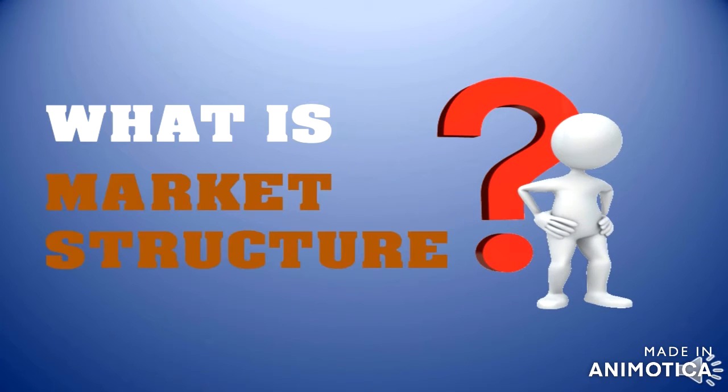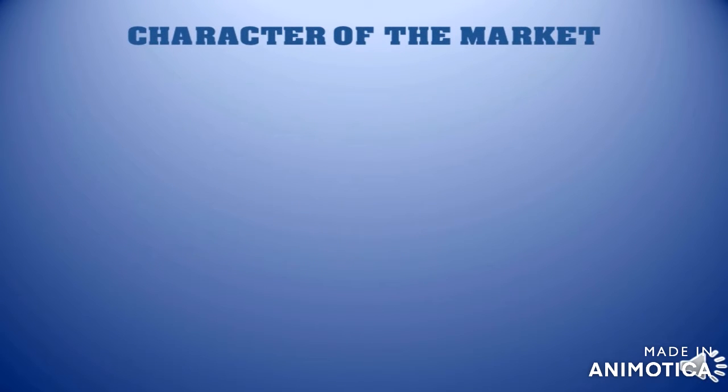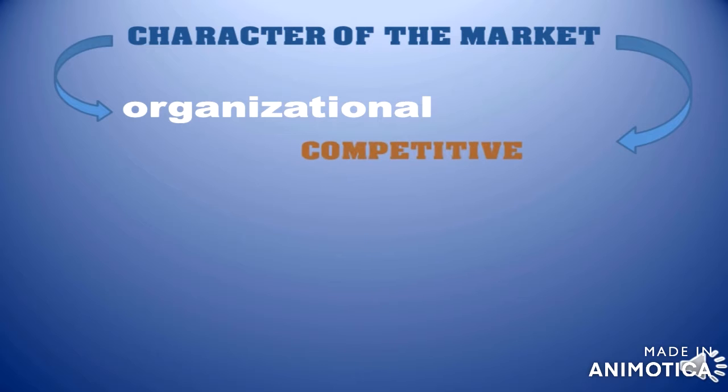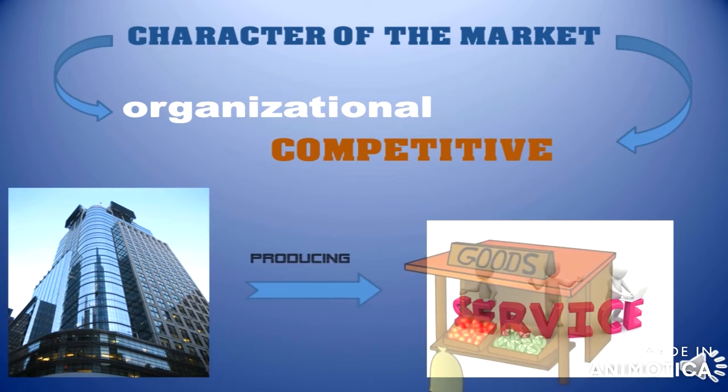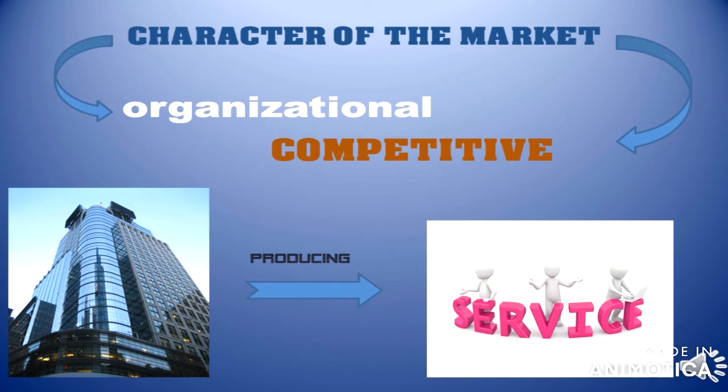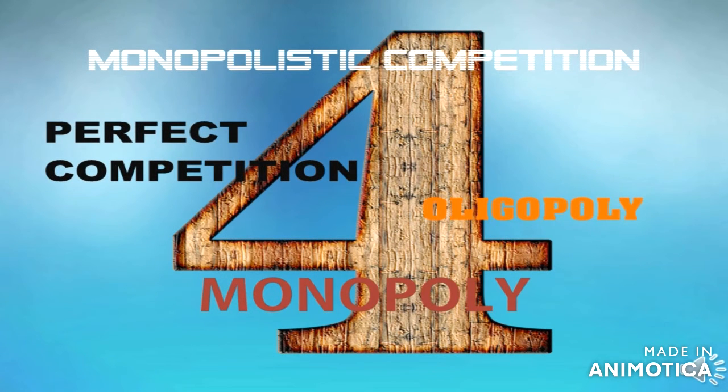Market structure? What is market structure? Market structure refers to the characteristic of the market, either organizational or competitive, that describes the nature of competition and the pricing policy followed in the market. It also can be defined as the number of firms producing identical goods and services in the market, and whose structure is determined on the basis of the competition prevailing in that market. There are 4 types of market structure, which are perfect competition, monopoly, monopolistic competition, and oligopoly.